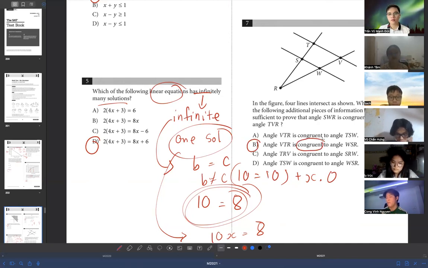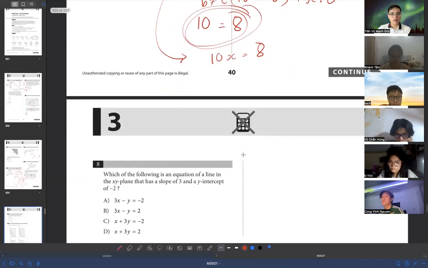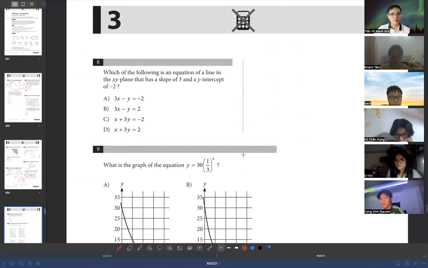What does it mean to be congruent? It means equal. Equals. Very good. So when we encounter the word congruent, just simplify it and think of it as equal, so as not to mistake it with similar in triangles. All right. Very good. 8. B.